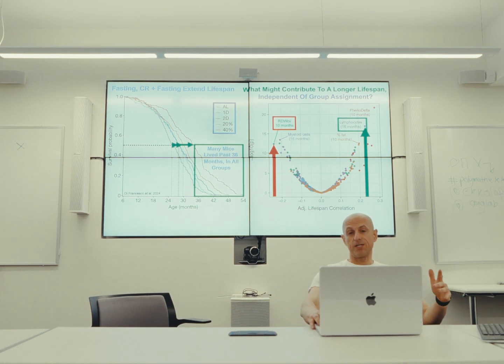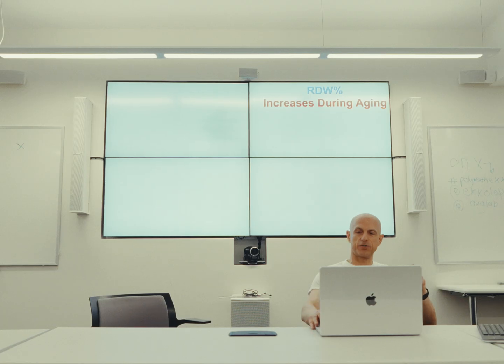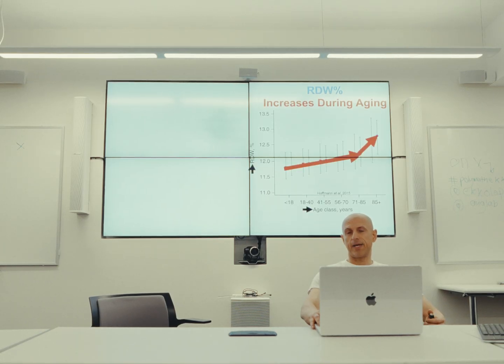Now, where this story gets interesting is that this pattern is also found in humans. It's not just in long-lived mice. So the RDW increases during aging, and that's what we'll see here. So RDW on the y-axis plotted against age, and we can see that age-related increase. And the importance of the RDW increase during aging in people is that relatively higher levels are associated with an increased risk of death for all causes.